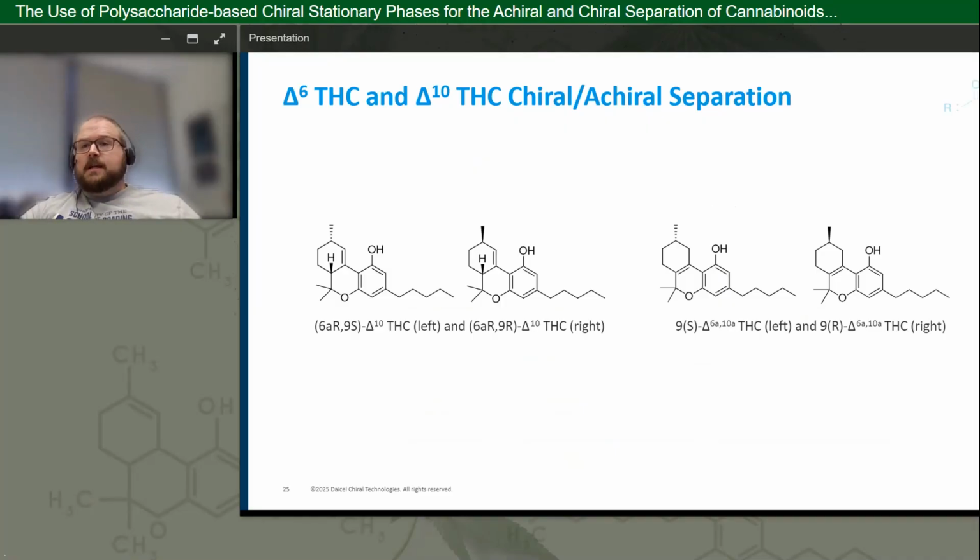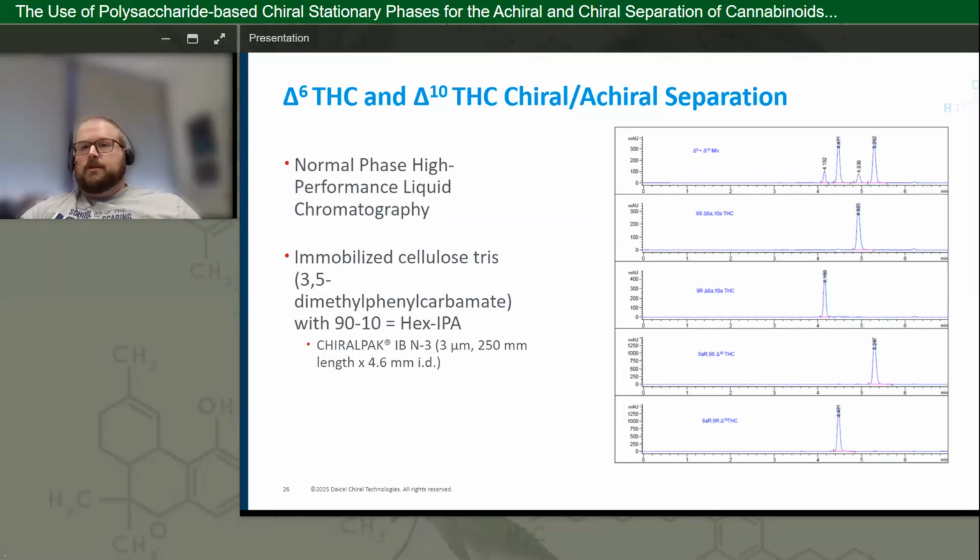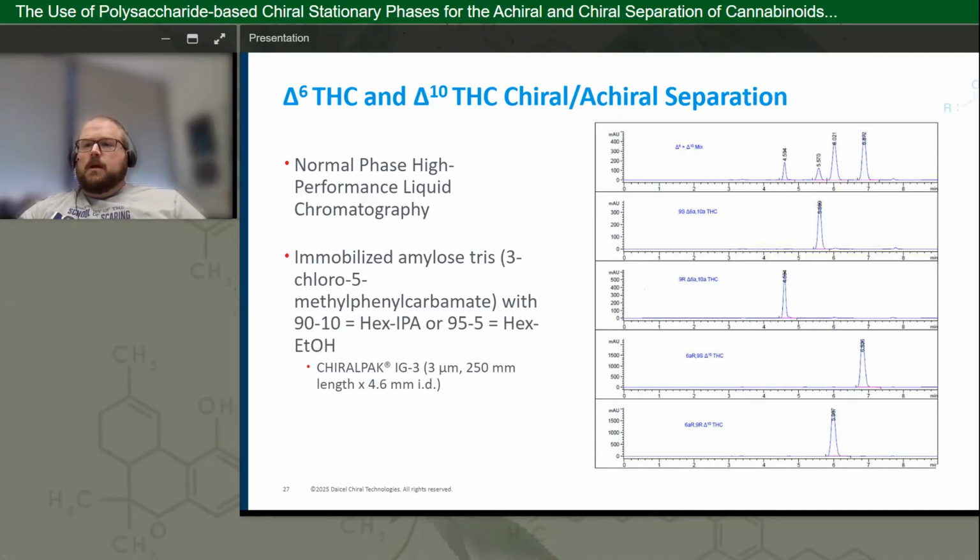Beyond D8 and D9, we have things like D6 and D10 THC, and we can separate those on our chiral stationary phases as well. This is, again, cellulose tris 3,5-dimethylphenylcarbamate with 90-10 hexane isopropanol, showing the elution order. There is a bit of a change in the elution order when we go to amylose tris 3-chloro-5-methylphenylcarbamate. We have some reversals of elution order here using hexane isopropanol or even hexane ethanol mobile phases. These are all normal phase separations.